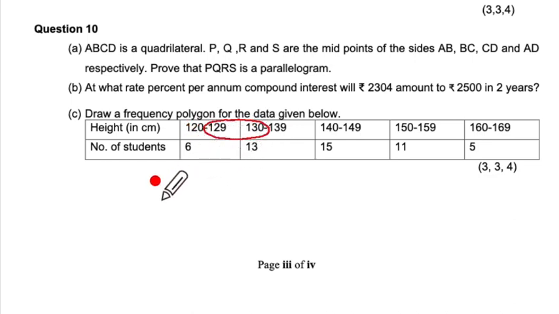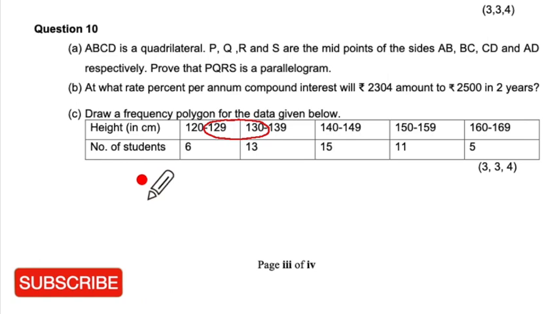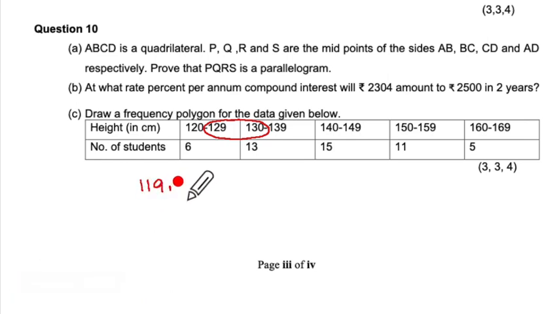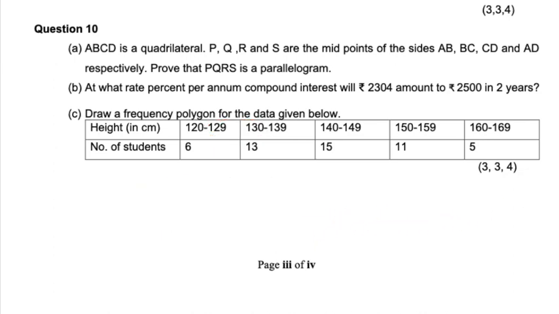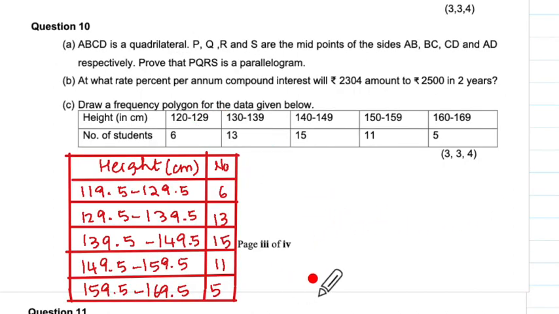So the first class interval will be from 119.5 to 129.5, correct? The second one will be 129.5 to 139.5. Okay, so on and so forth. So you will have to do this first. So you will have to convert this into the table. Quickly look at the table. So can you see how the table is to be made?